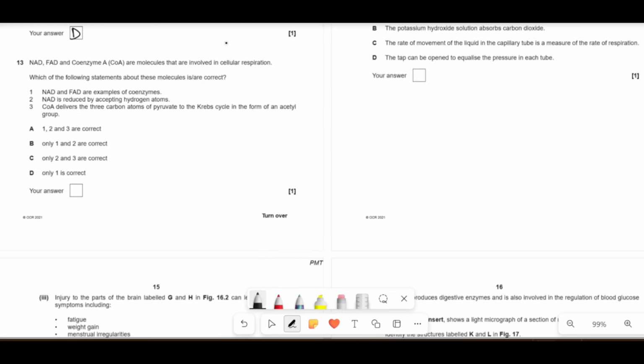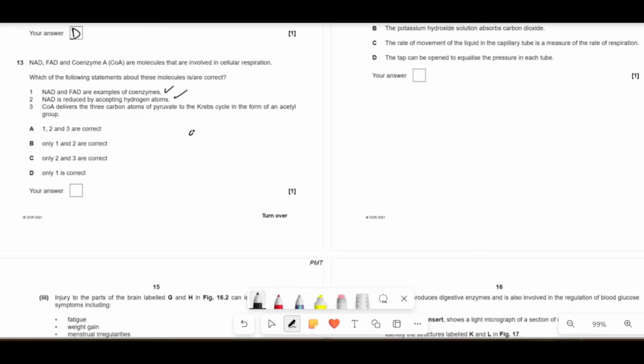Next it says, NAD, FAD, and coenzyme A are molecules involved in cellular respiration. Which of the following statements about these molecules are correct? So NAD and FAD are coenzymes. That is indeed correct. Next it says, NAD is reduced by accepting hydrogen atoms. That is indeed correct. CoA delivers the 3 carbon atoms of pyruvate to the Krebs cycle in the form of an acetyl group. That is incorrect. It does not deliver 3.